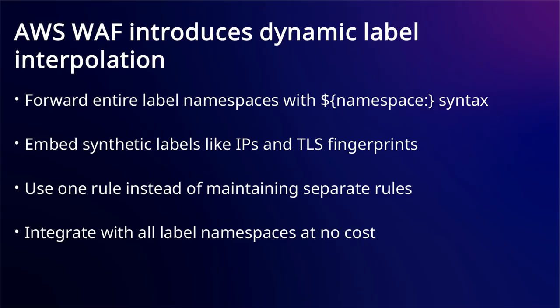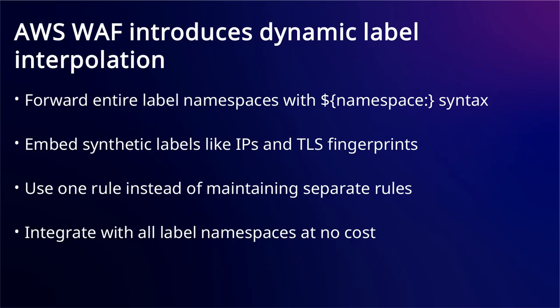Security engineers previously needed to create and maintain separate rules for each classification signal they wanted to forward from AWS WAF to their applications or embed in responses. This approach became unmanageable as the number of signals increased. Dynamic label interpolation solves this by letting you use $namespace syntax to forward entire label namespaces with a single rule.